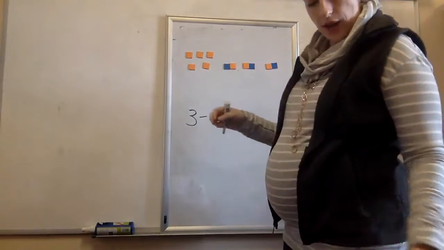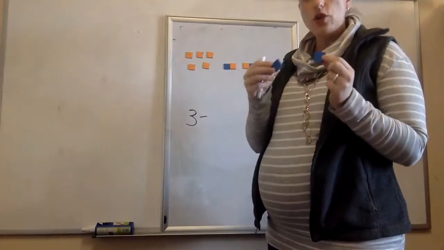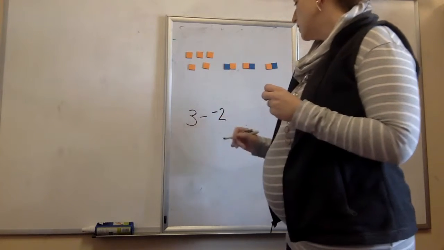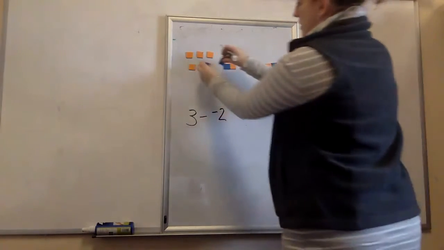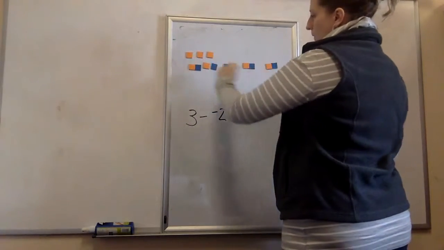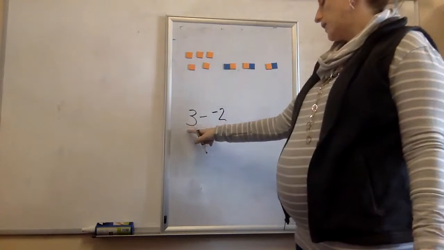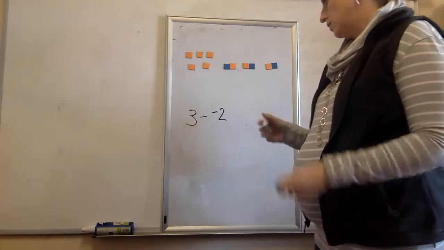And what did we take away? We took away 2 of these cold cubes. So that means I took away -2. So this action, starting with a net worth of 3, taking away 2 colds, would be 3 minus -2.